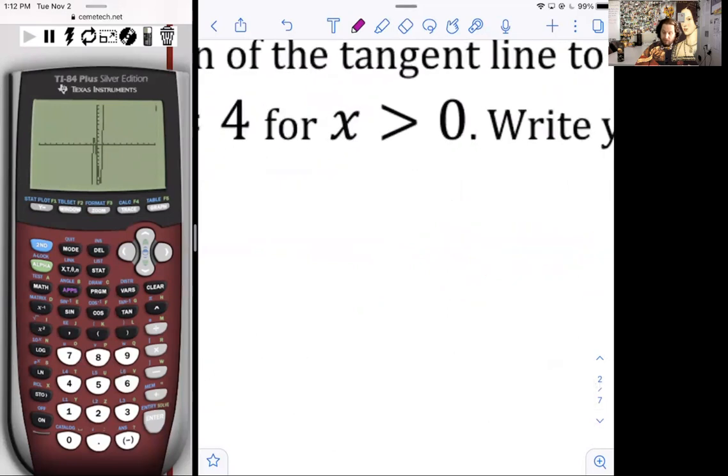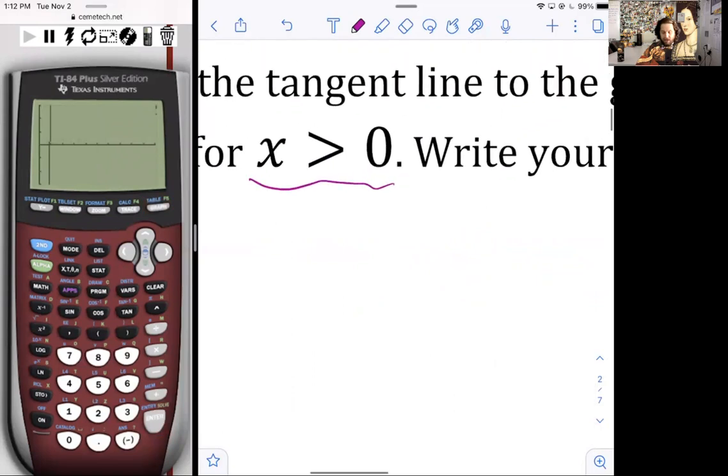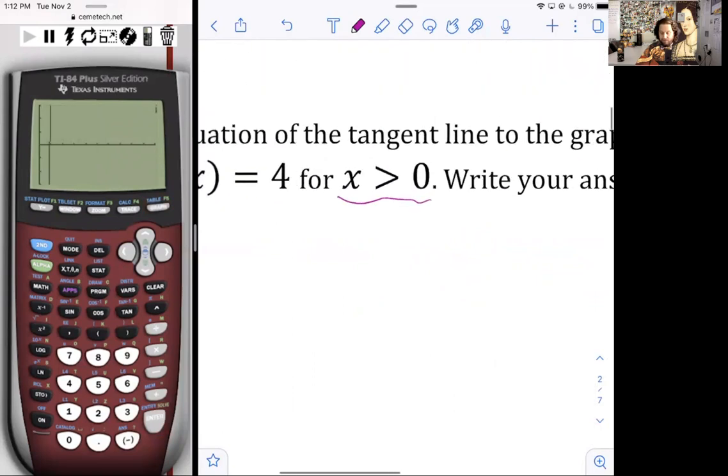Whoa. It says for x greater than 0. So let me go back to my window. I'm going to put 0 as my lower bound and 10 as my upper bound. And then for your y min, y max, since I want to find the x-intercept, -3 to 3 would look good again.